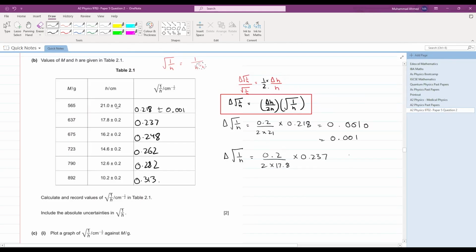So this comes out to be what? This comes out to be 0.0013. Now if we round it off to one significant figure, this will be 0.001. So you can write it here, 0.001. Perfect. Let's do it for the third one.